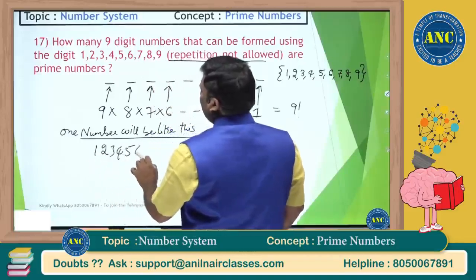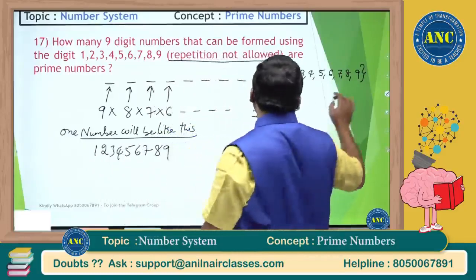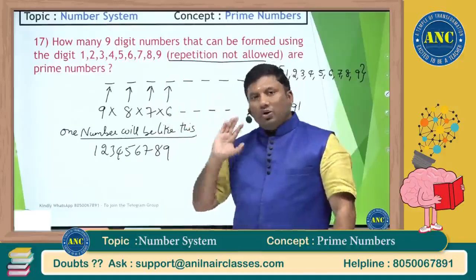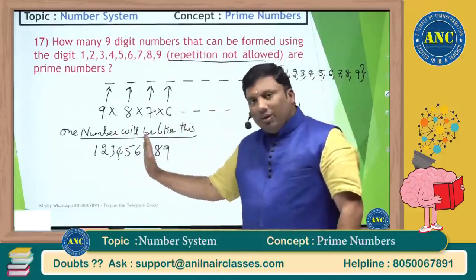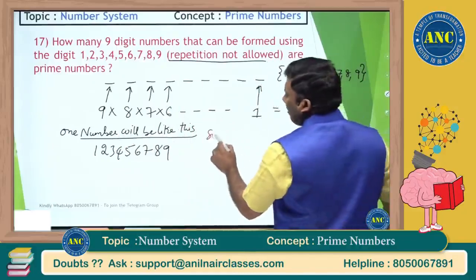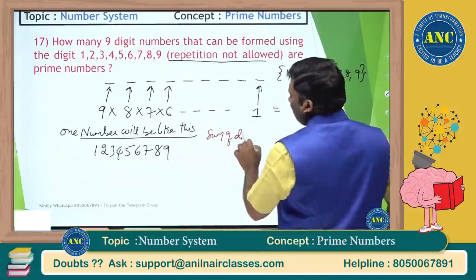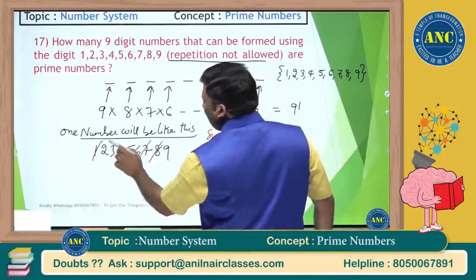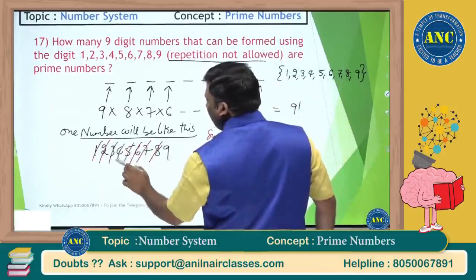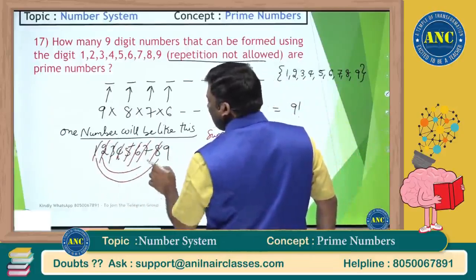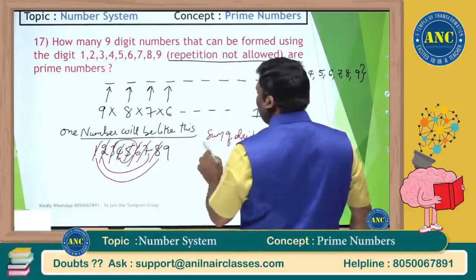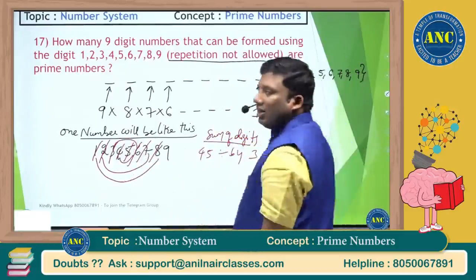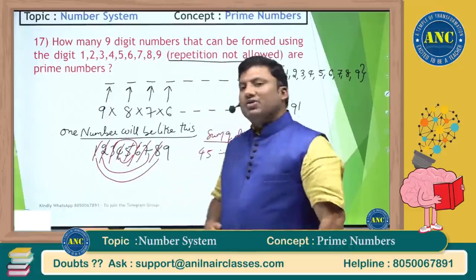Digits are not repeated: 1, 2, 3, 4, 5, 6, 7, 8, 9. Totally 9 factorial numbers are there. One number will be in this order. What is the sum of the digits? If you observe, 8 plus 1 is 9, 7 plus 2 is 9, 6 plus 3 is 9, 4 plus 5 is 9, and another 9. 36 plus 9 is 45. 45 is divisible by 3. Yes or no? The sum of the digits should be divisible by 3.